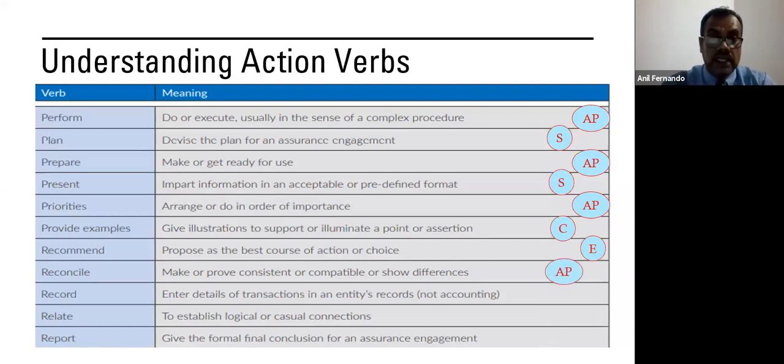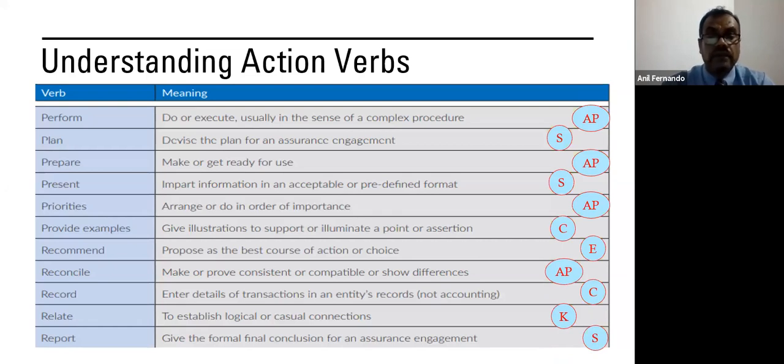Reconciliation is straightforward. That is the application. You do lots of reconciliation, so I'm not going to discuss it. Even recording at this particular level would be very little. Relate is also very basic, just a connection between this and that. At this level it is not that important.